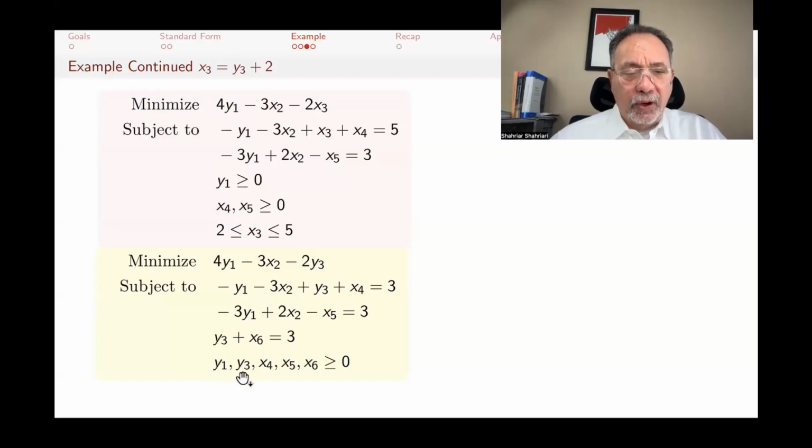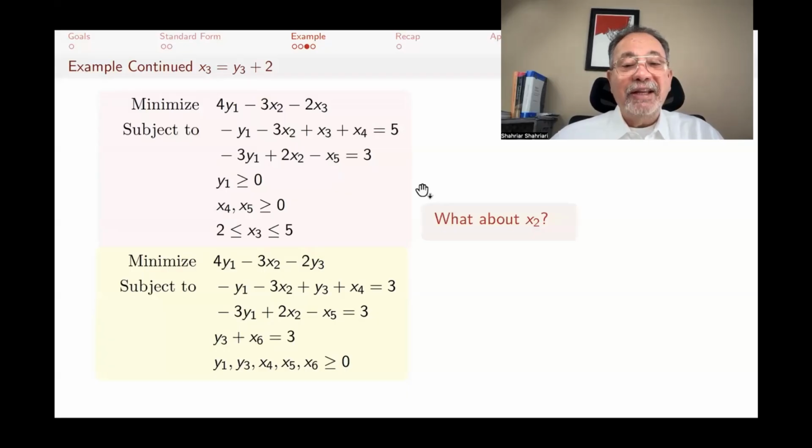All of y1, y3, x4, x5, and x6 are greater or equal to 0. I do not have any x3s anymore. I have y3s. I've changed x3 into y3 plus 2, except in the objective function, I've taken the liberty to drop that constant because it doesn't change anything in terms of minimizing the objective function. The objective function over there and here will have different values, but minimizing this one and that one are not any different. The only thing that remains to do is to deal with x2.